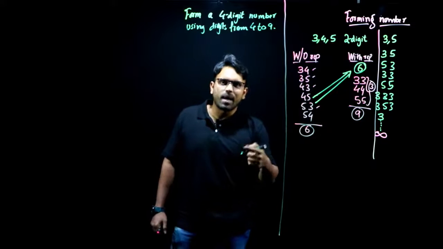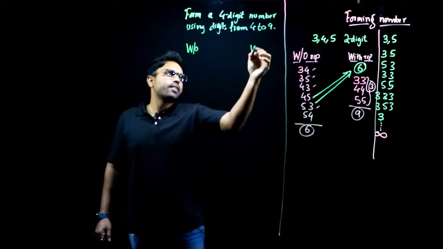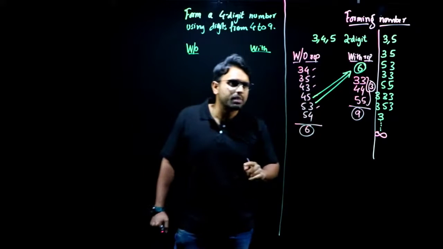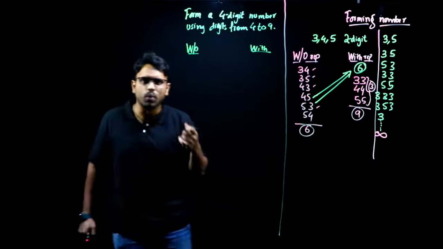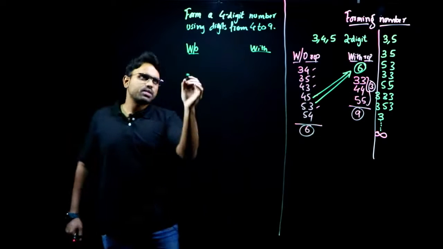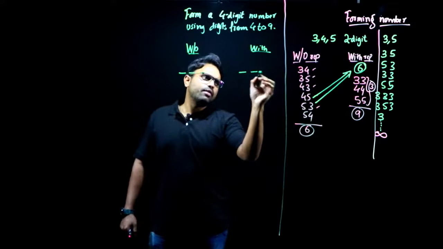Now tell me what will happen. The same case. One is without repetition, and the other one is with repetition. Start thinking. What will you do? To form a four-digit number, how many blank spaces do you need? I need 4 blank spaces.